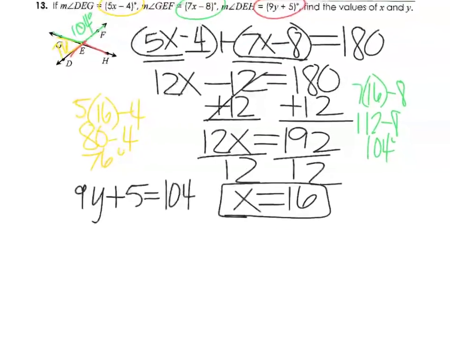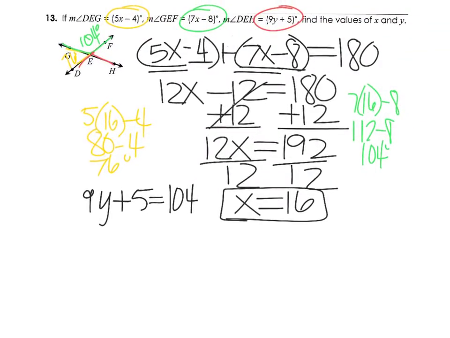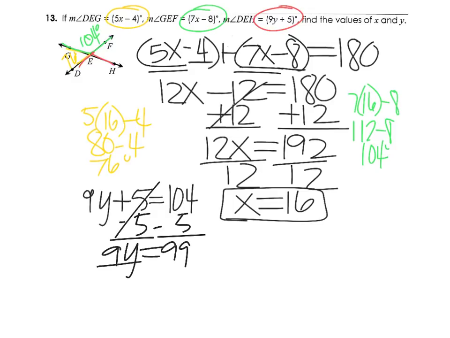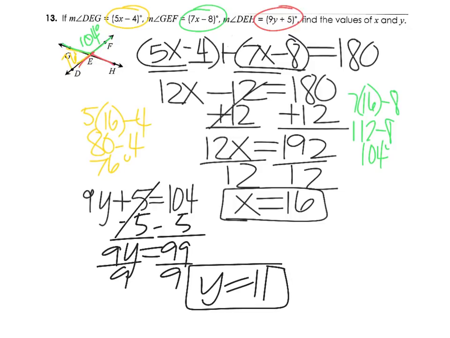Give me a little more space here to solve. Subtract 5 from both sides. Let's cancel out. 9y equals 99. Divide by 9. y equals 11. Now the problem's asking you to find the values of x and y, which you did. x is 16, y is 11, so you're done.